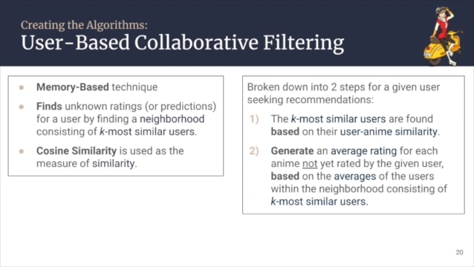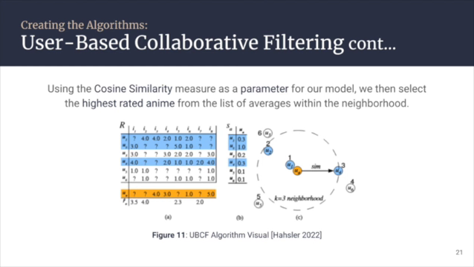1. The K most similar users are found based on their user anime similarity. And 2. It generates an average rating for each anime not yet rated by the given user based on the averages of the users within the neighborhood consisting of K most similar users. As explained earlier, using the cosine similarity to measure the parameter for our model, we then selected the highest rated anime from the list of averages within the neighborhood. The figure below shows visually how the algorithm works.